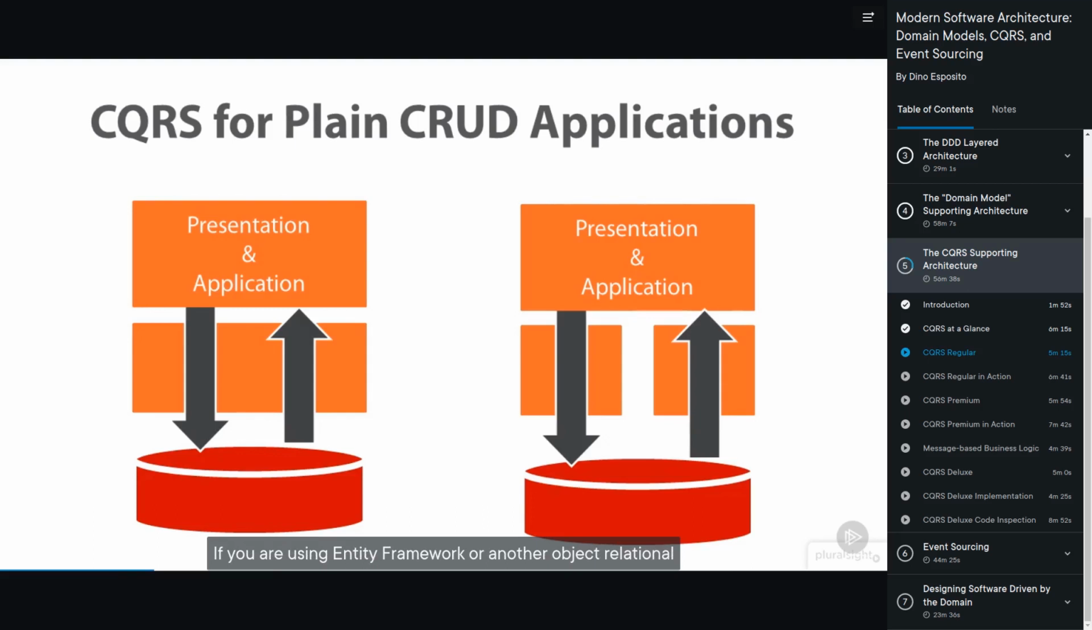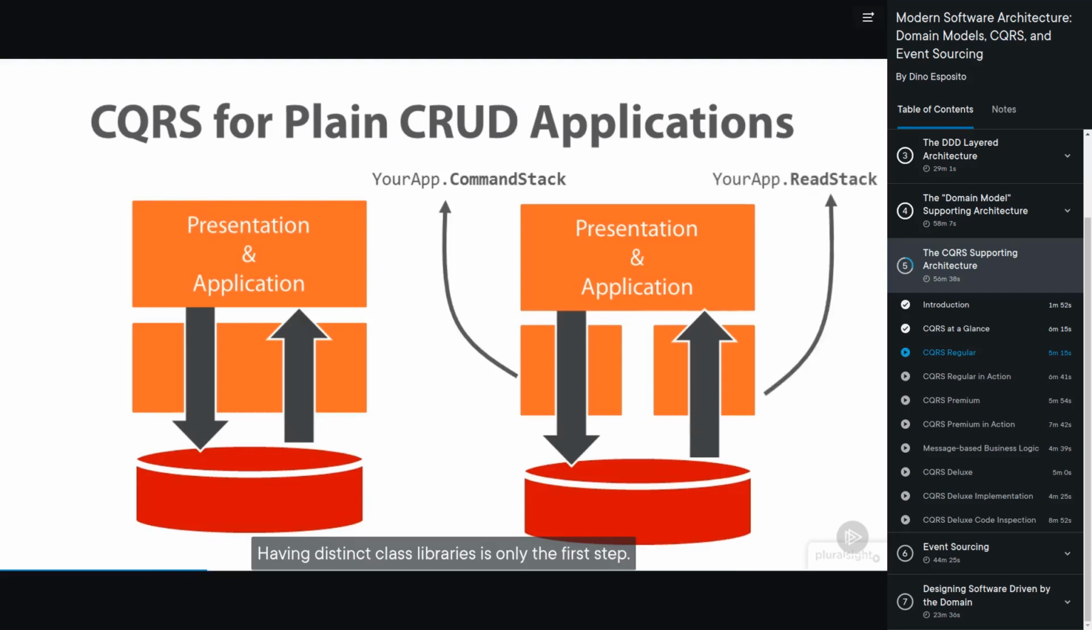If you are using Entity Framework or another object relational mapper framework to perform data access, all you do is just duplicate the context object through which you go down to the database. So you have one class library and model for commands and one for queries. Having distinct class libraries is only the first step. Let's examine in more detail the command and query stack composition.